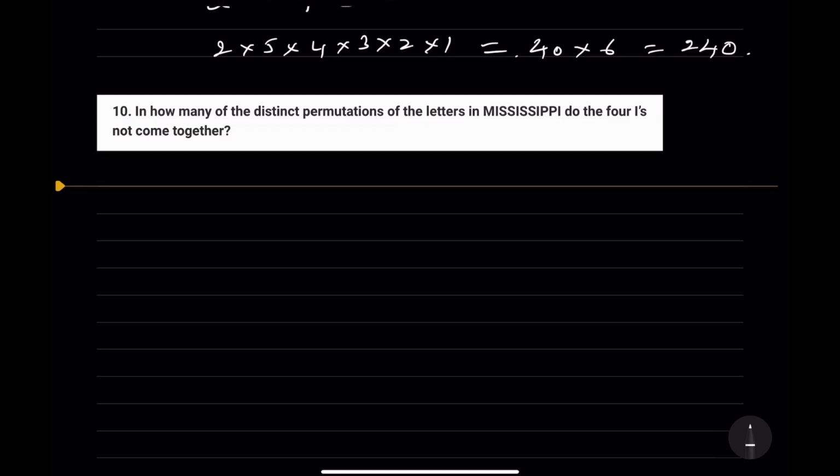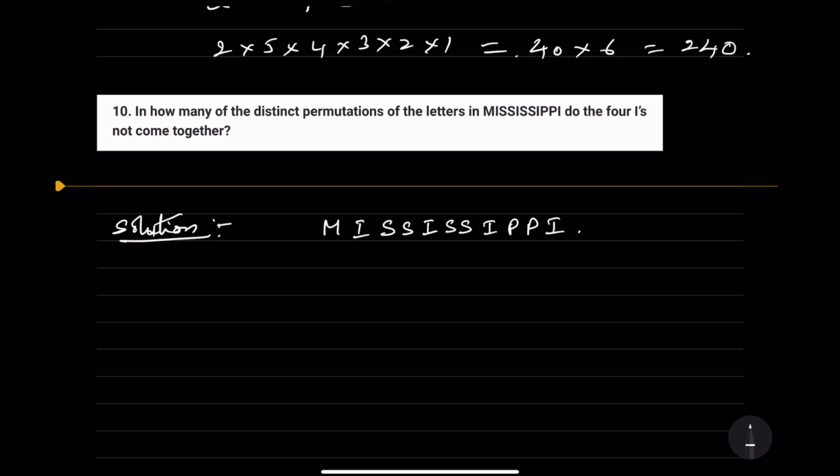In how many of the distinct permutations of the letters in Mississippi do the 4 I's not come together? So now here Mississippi is given. So we'll just see over here how many letters are repeated how many times.